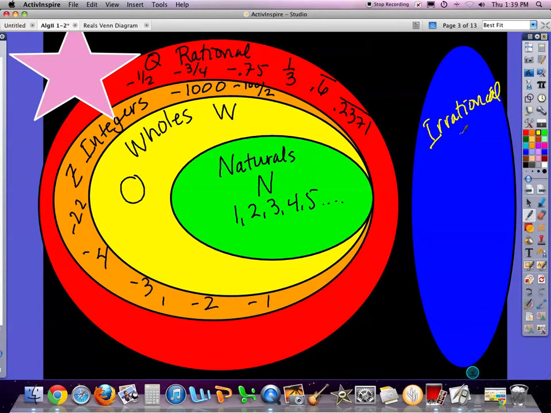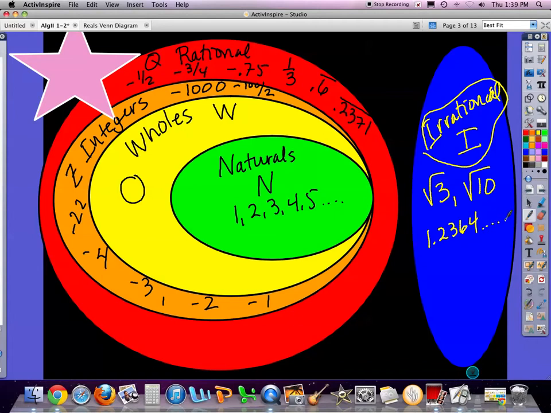Whoops. And we abbreviate with an I. Put that like that. And they would be numbers like square root 3, square root 10, 1.2364..., you need that there, the negative 1.3617..., and if you do not do anything besides this on a test or a quiz, it will be wrong. You need to put the dots to show that.